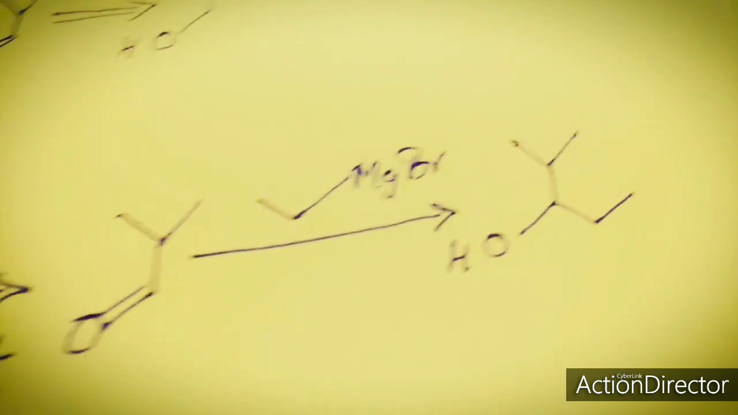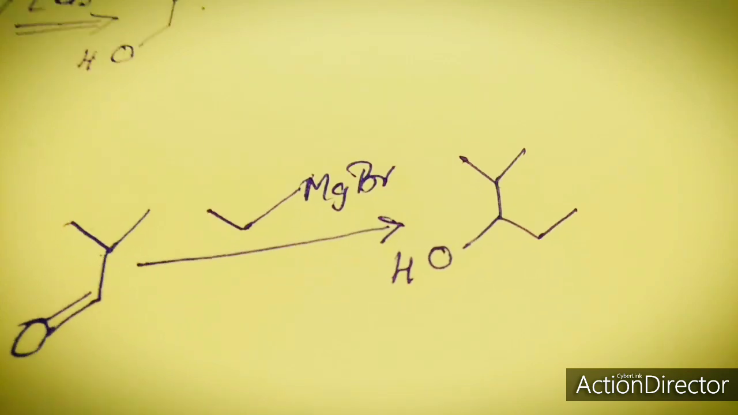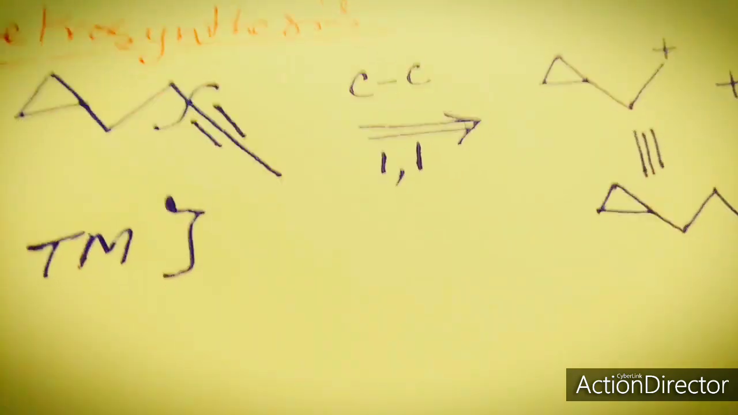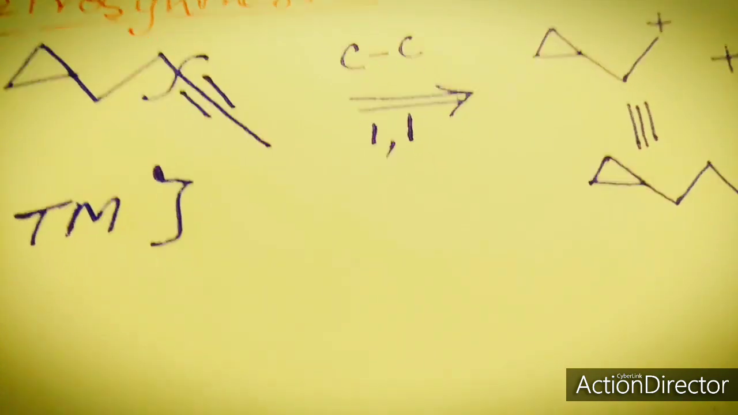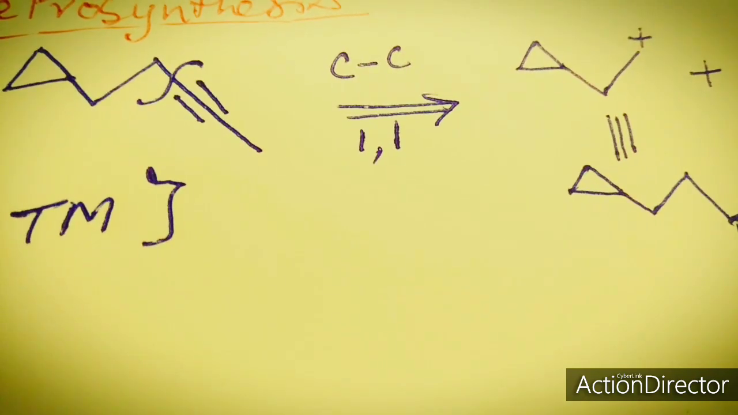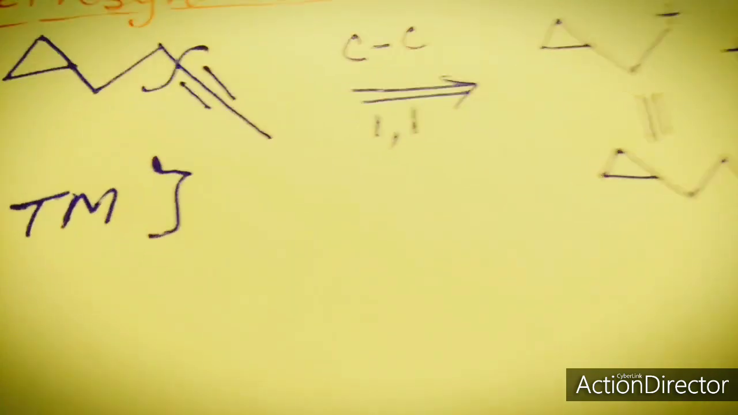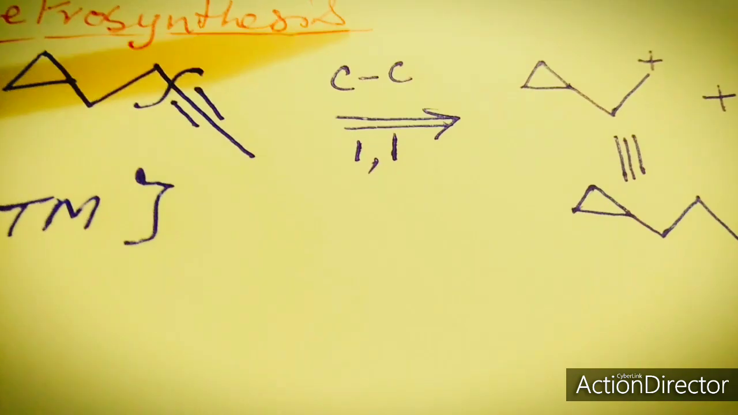Then with the help of Grignard reagent we were able to get our target molecule, that is our alcohol. Now let's move on to this retrosynthesis. This retrosynthesis here is looking a little typical. It's got a 3-membered ring at one end and an acetylenic CH3 C triple bond C at the other. So we are dealing with the use of acetylene in synthesis.